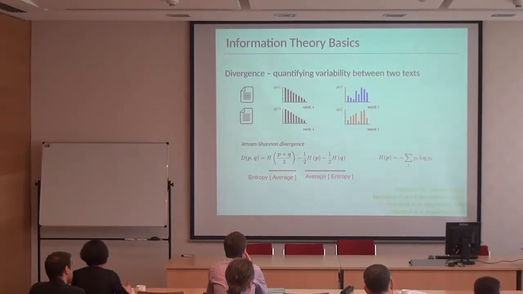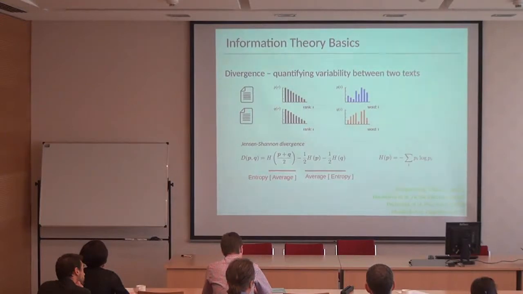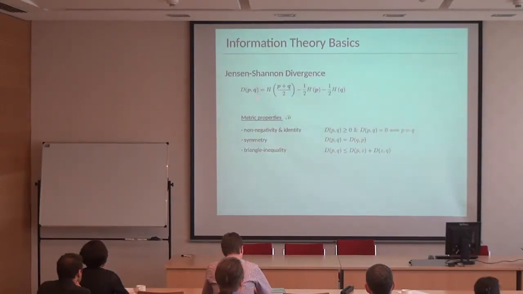What you do is measure the entropy of the combined texts, where you combine the two texts. So it's the entropy of the average text, and you subtract the average entropy of the individual texts. And why is that a nice measure? Well, you can show that the square root of this measure fulfills metric properties. It is non-negative, it is symmetric, and it even fulfills the triangle inequality.